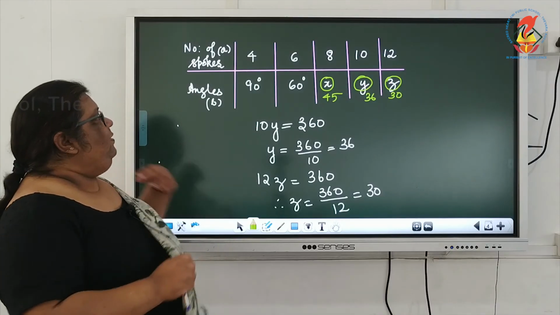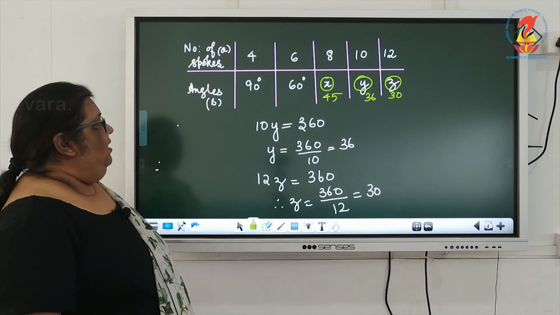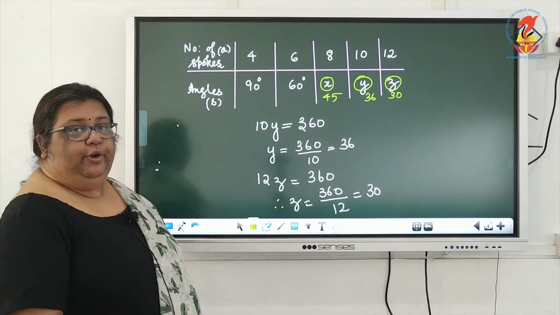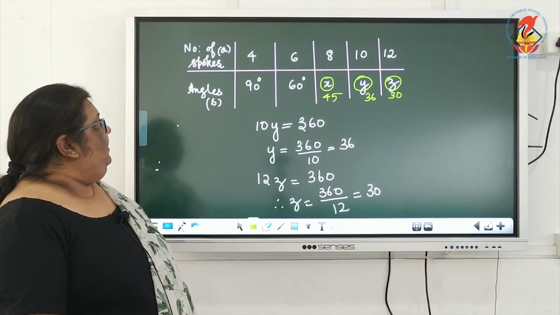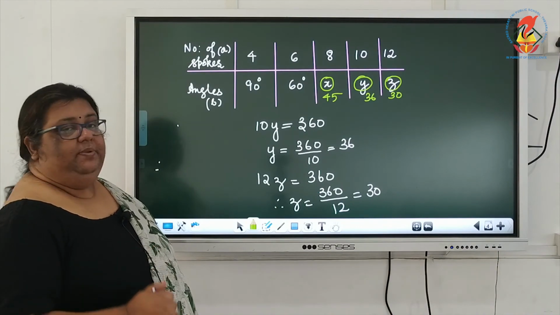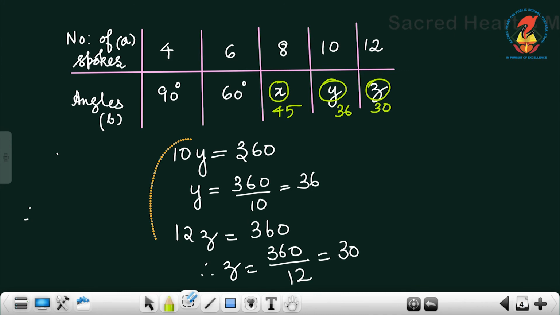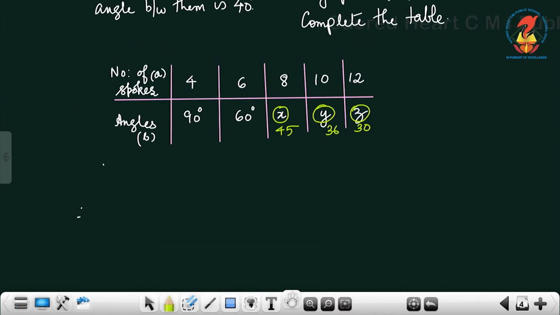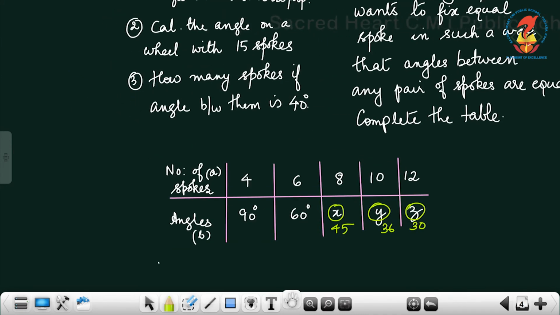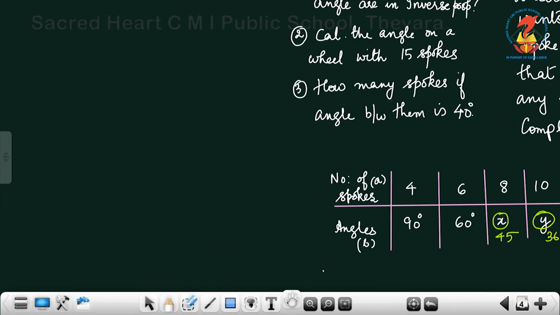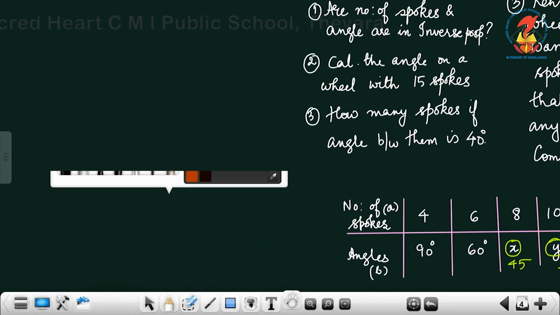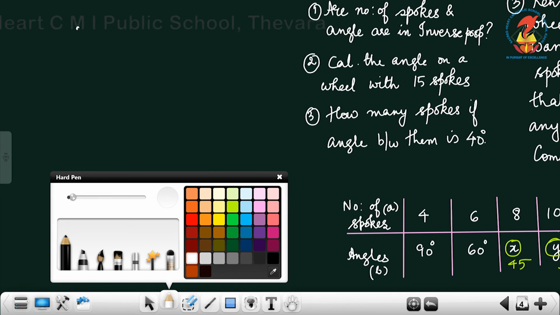So when the number of spokes equals 8, the angle is equal to 45 degrees. When there are 10 spokes, the angle between them is 36 degrees. Okay. Then coming back to the question. What was the second question asked here? Calculate the angle on a wheel with 15 spokes. When 15 spokes are given, what will be the angle?